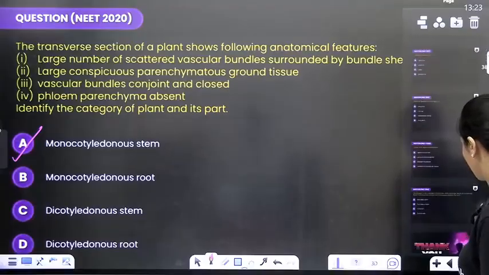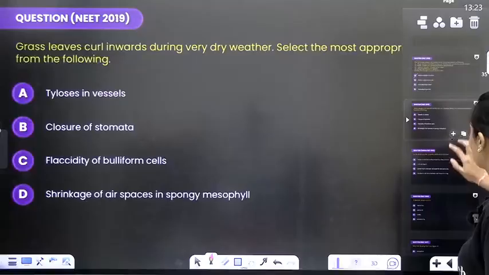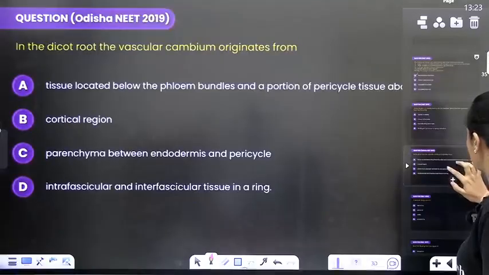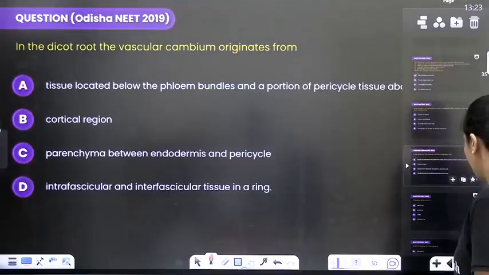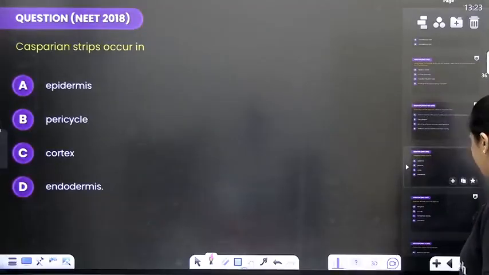So there are a few other questions you can do as homework. Try answering this.